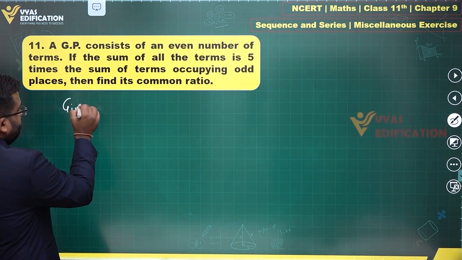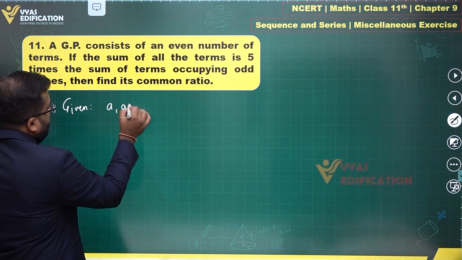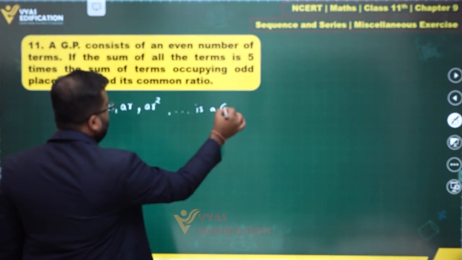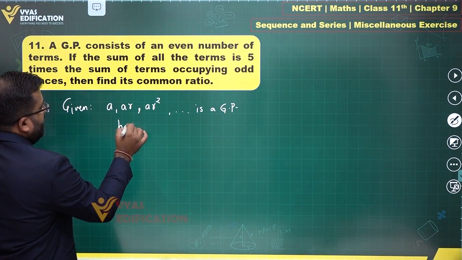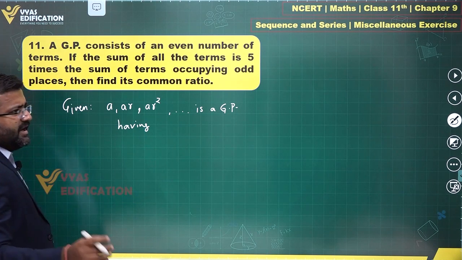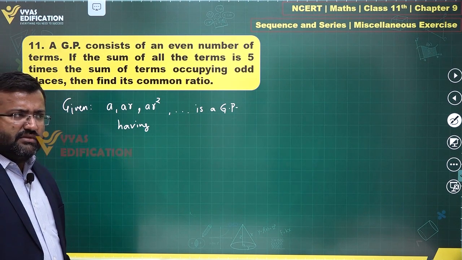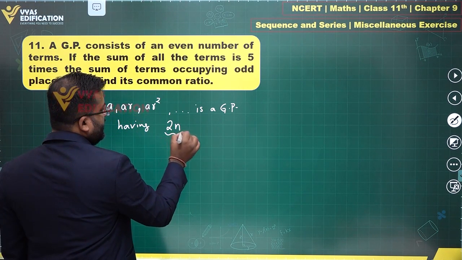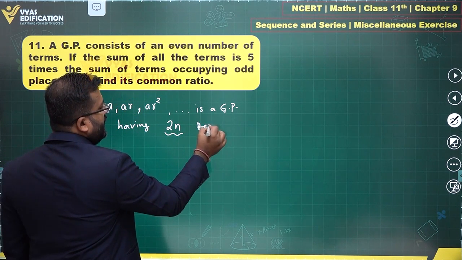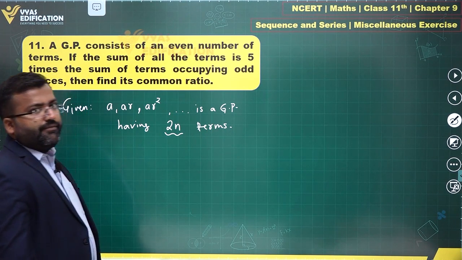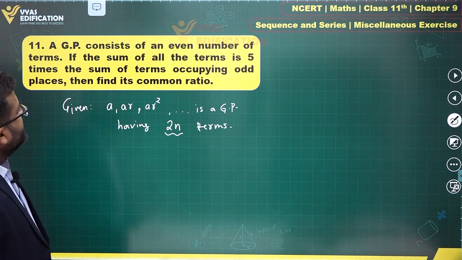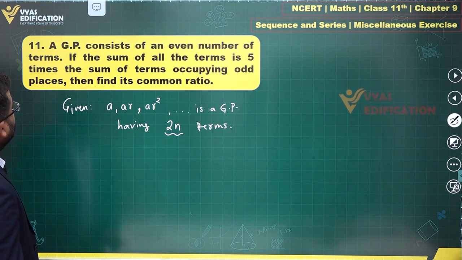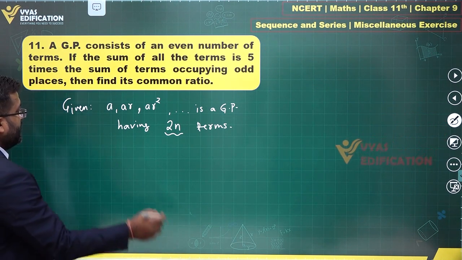Given, A, AR, AR square is a GP having an even number of terms. Even number of terms implies, let's take the number of terms as even. Let's take 2n terms. Multiplication by 2 will ensure that the number of terms is even, right? So having 2n terms, that's the first thing. The sum of all the terms is 5 times the sum of terms occupying odd places. Okay. So it is given.